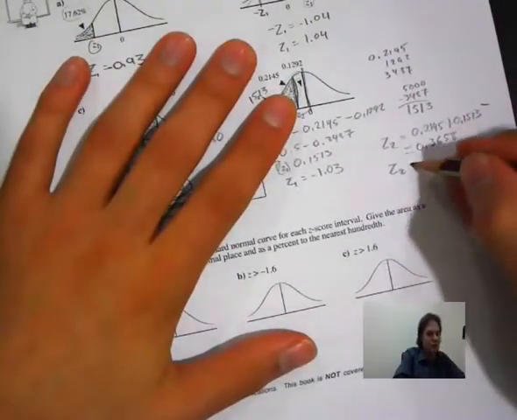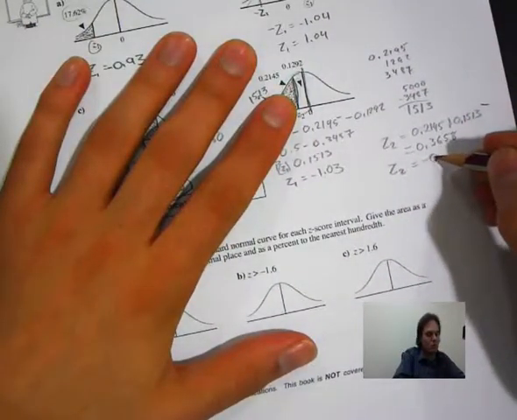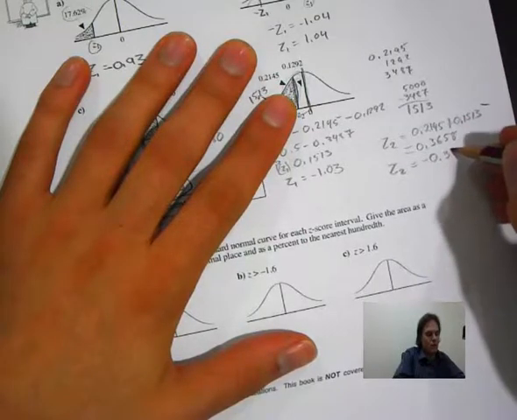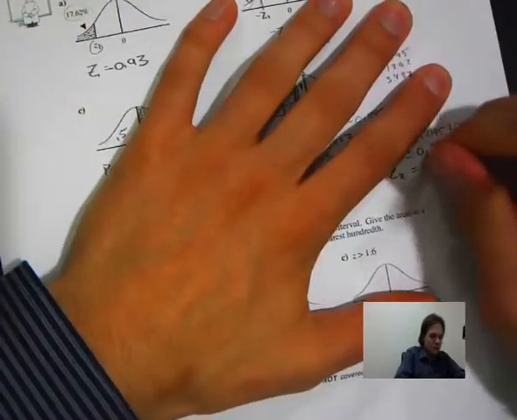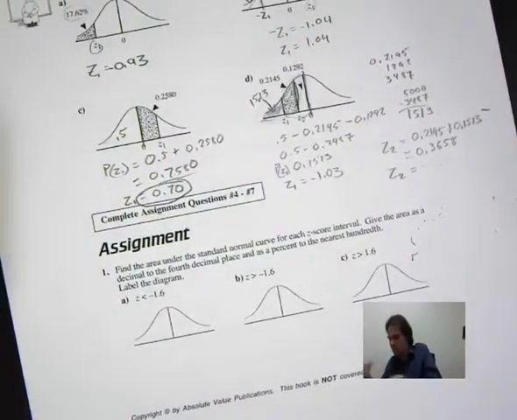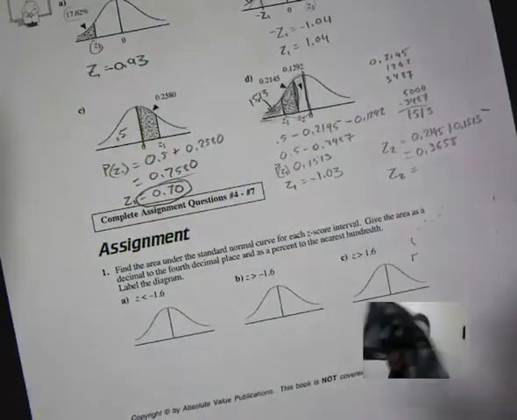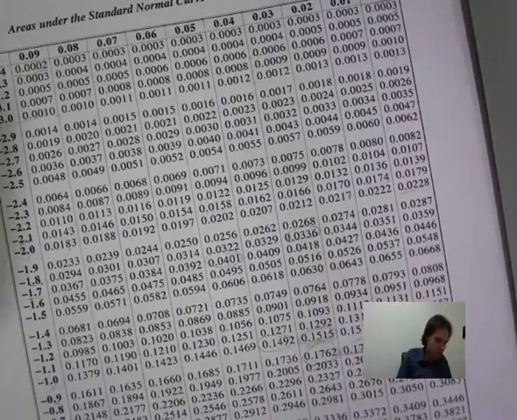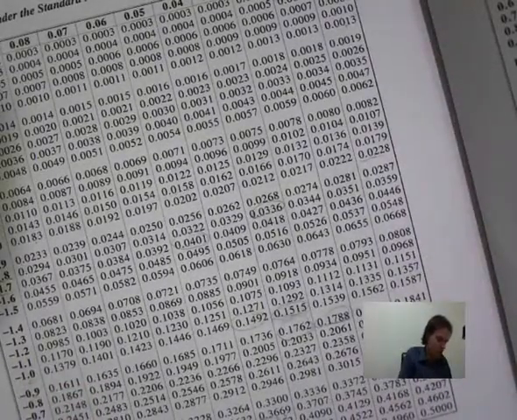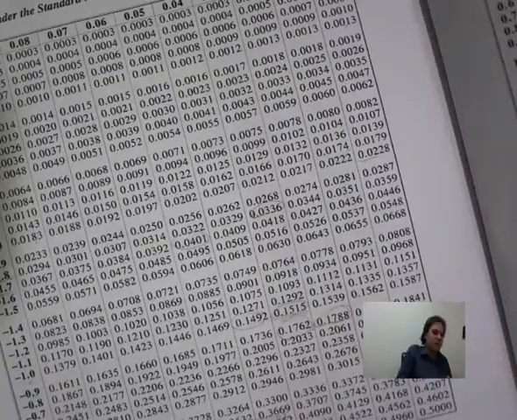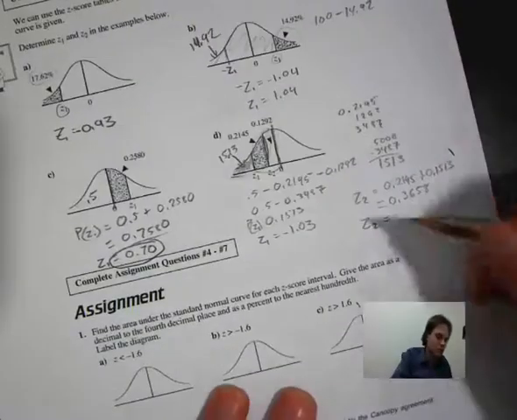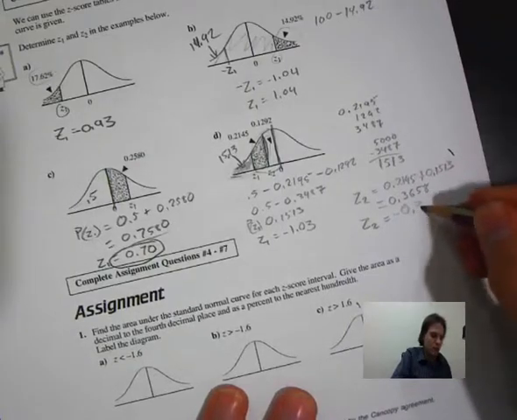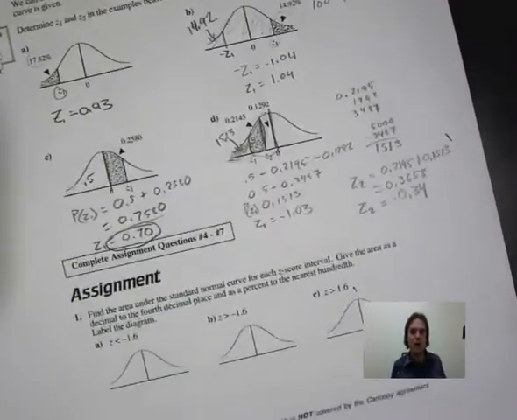So Z2 is equal to, what is it equal to? Which one did I say? 0.3658, negative 0.34. So it's negative 0.34. So that was right. Okay? And that's how we do all those.